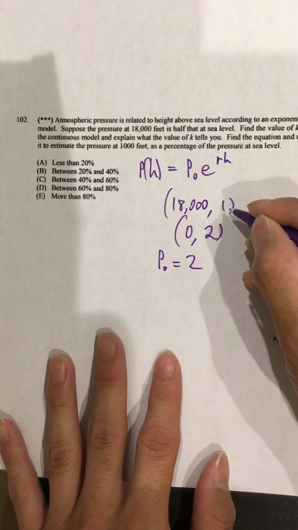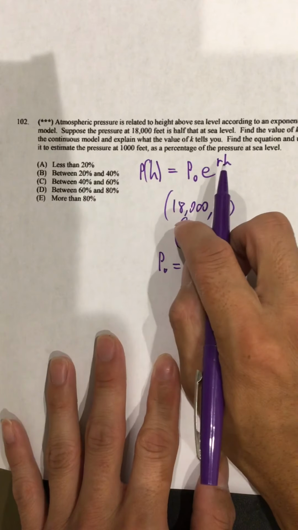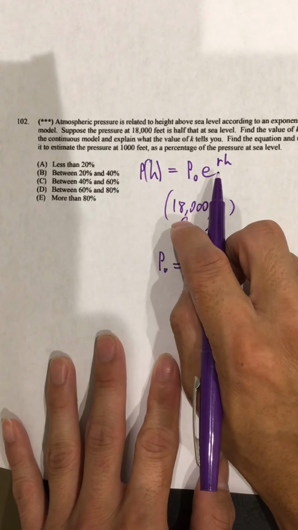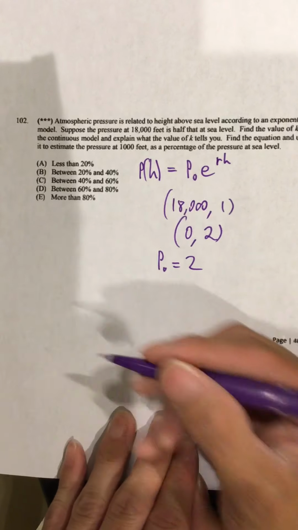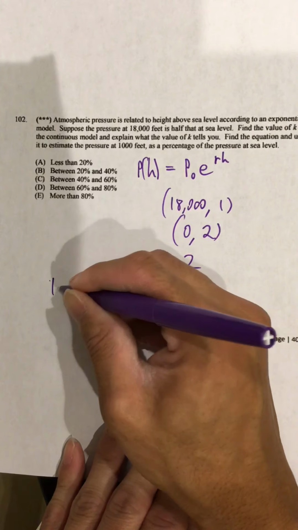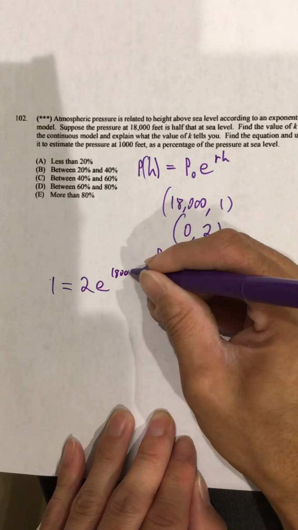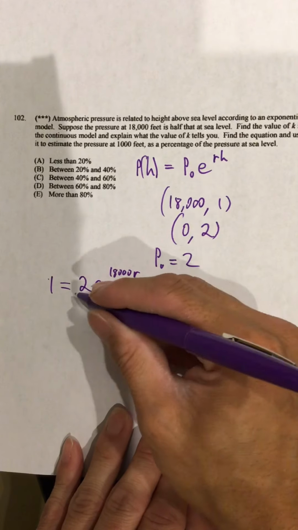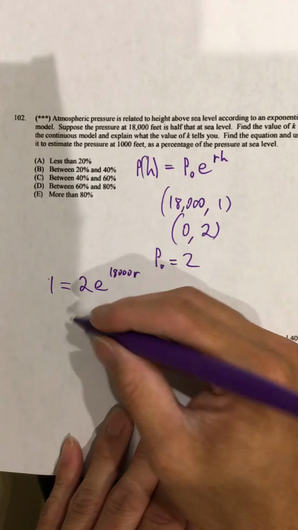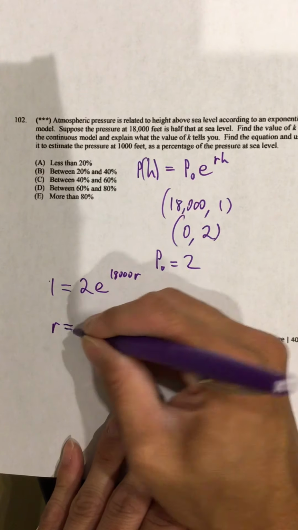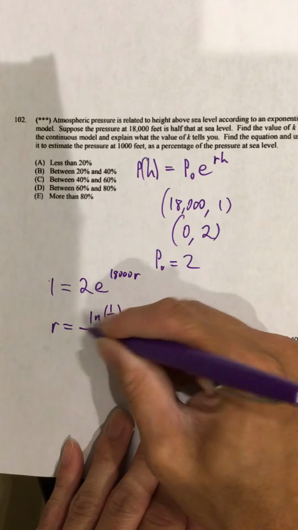the height at 18,000 feet. So in order to find the pressure at 1,000 feet though, we still do need to find the r value. So let's write 1 equals 2 e to the 18,000 r, and as you can see, we're going to get a 1/2. I'm going to skip some steps here. If you solve for r, you'll end up getting the ln of 1/2 divided by 18,000.